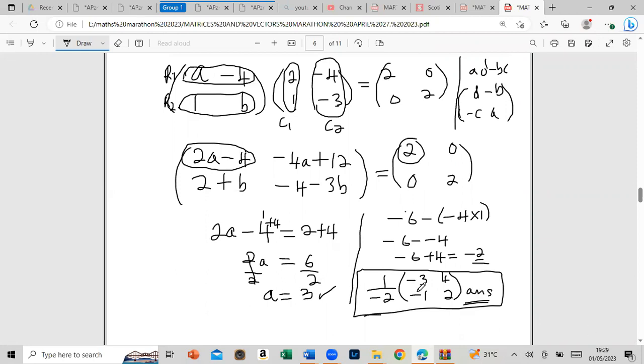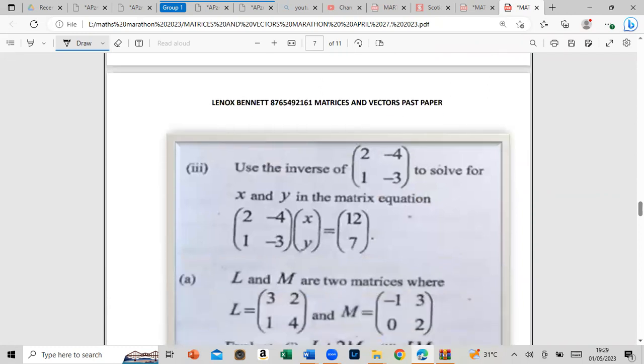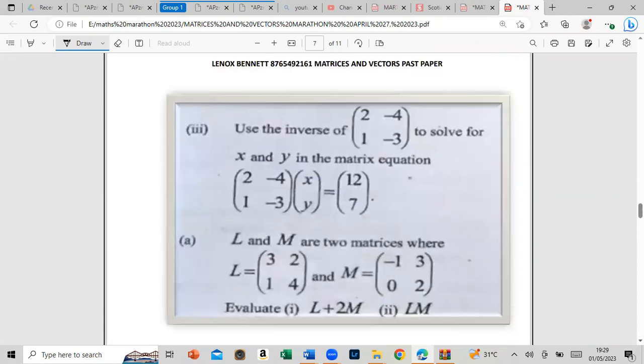All right, so this will be the inverse of the 2 by 2 matrix. Guys, don't be afraid to try now. We're only human, all right? See the next one here. It says use the inverse of 2, 1, negative 4, negative 3 to solve for x and y in the simultaneous equation. So go ahead, guys, and do that, all right?